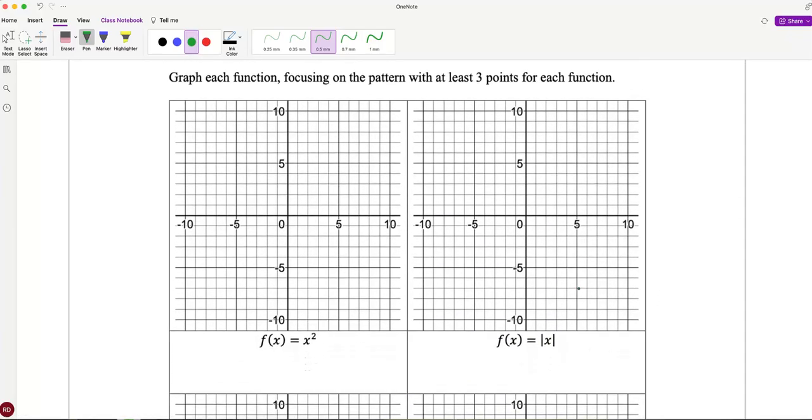So let's look at this one, focusing on the pattern. So again, we've already done this one many times. X squared. I think you've got this one down.